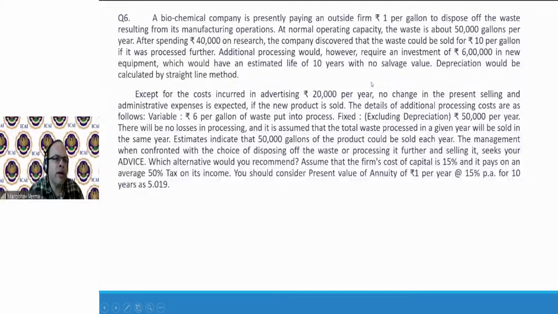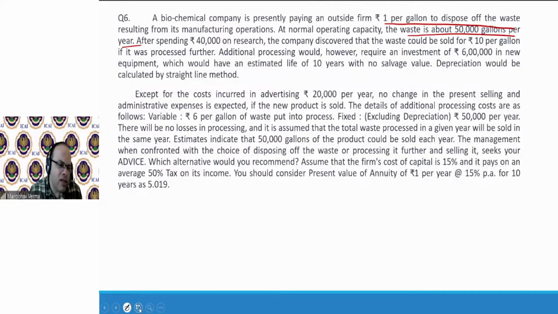But anyways, here we are talking about a biochemical company. This question revolves around a biochemical company presently paying an outside firm rupee 1 per gallon to dispose of the waste. So that means it's a biochemical company and it has a lot of obligations with respect to the disposal. So they're paying 1 per gallon to dispose of the waste. And at normal capacity, the waste is about 50,000 gallons per year. So how much are you paying to the outside firm here? Can anyone tell me? How much are you paying to the outside firm currently? I think 50,000 into 1, 50,000, right?